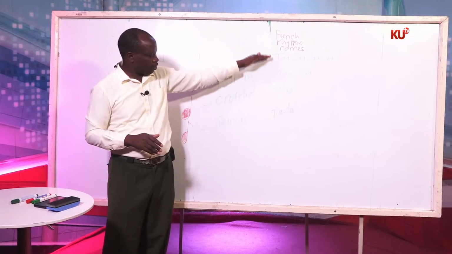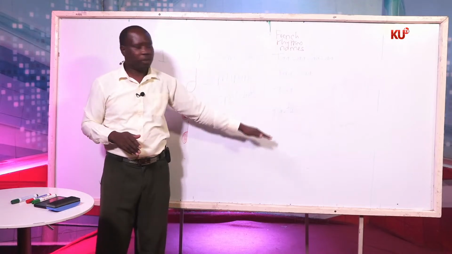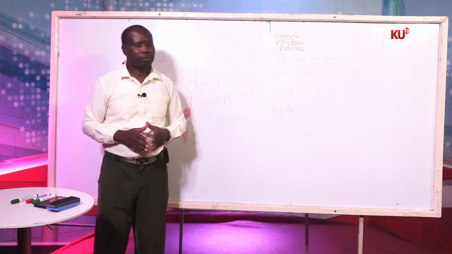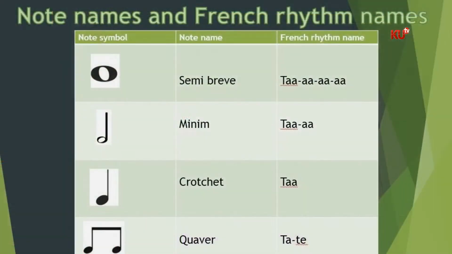So let me start from the first one to the last one as we clap each of them at once. The first one, ta, a, a, a. The second one, the minim, ta, a. The third one, crotchet, ta. And the last one, quaver, tate. So we use each of these while singing our songs. So those are the ones that we have.